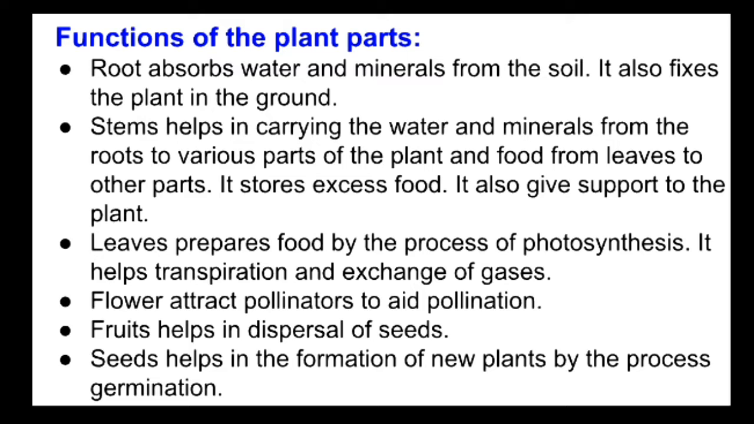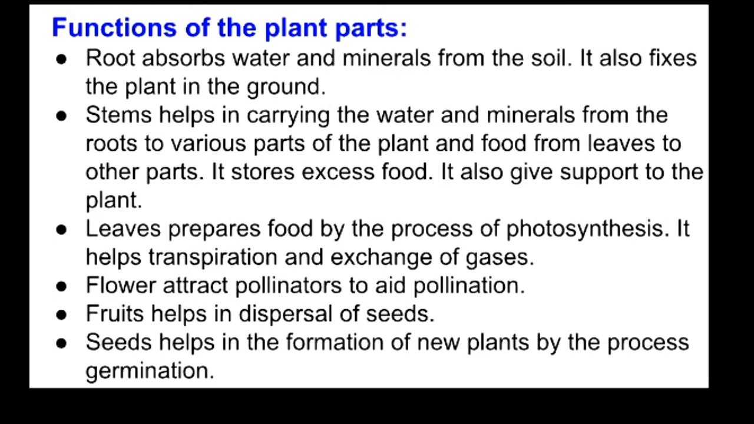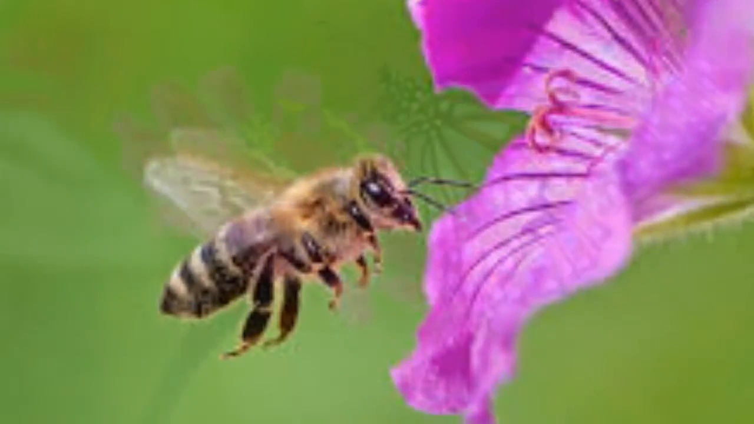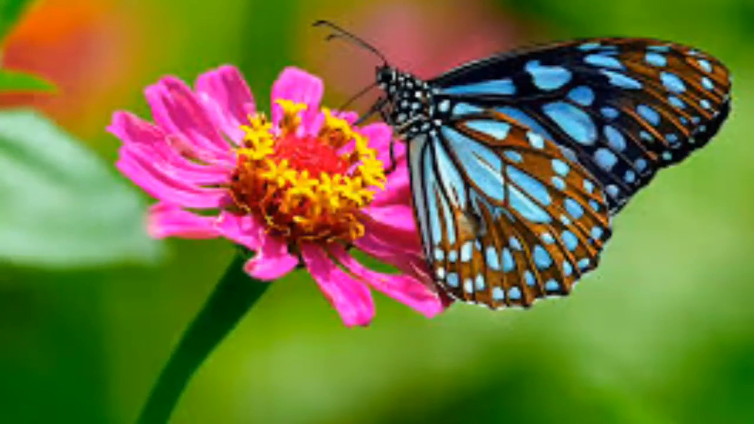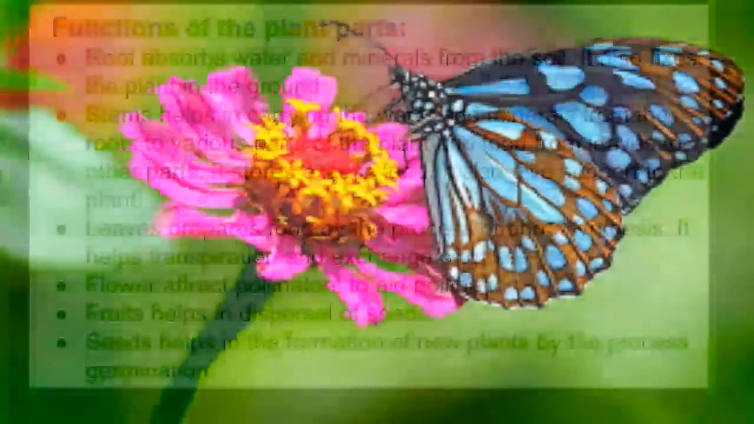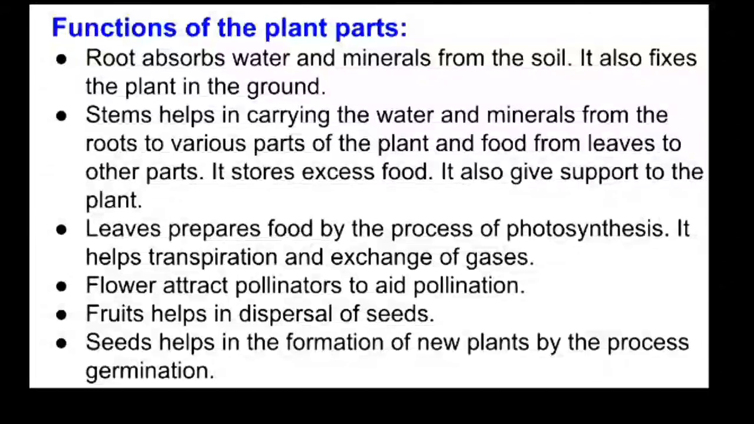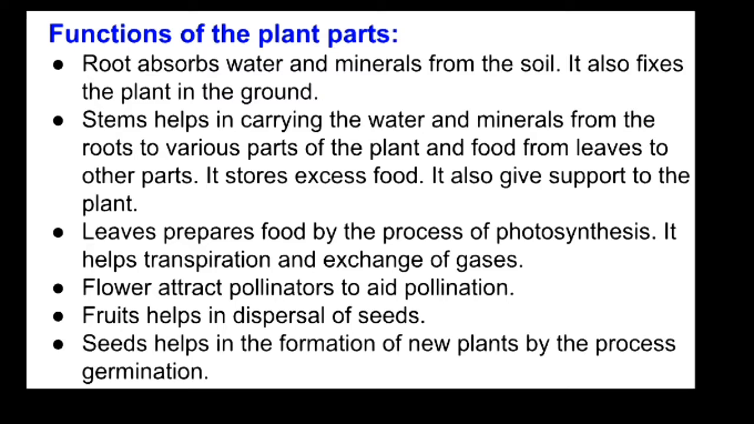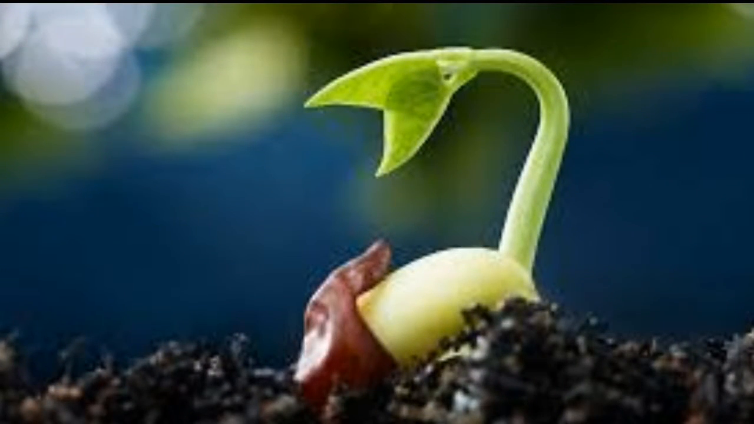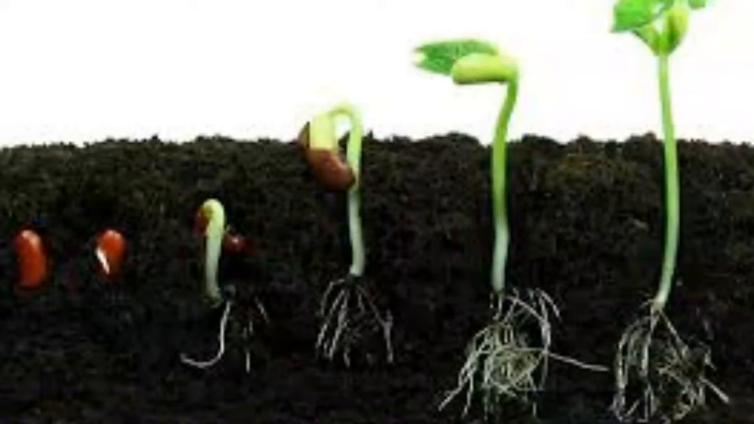Flowers attract pollinators to aid pollination. We know pollinators may be honeybees or butterflies. They are attracted towards the color or smell of the flower. Then fruits help in dispersal of seeds. Certain animals or birds eat the fruits and help in dispersal of seeds. Seeds help in the formation of new plants by the process of germination.